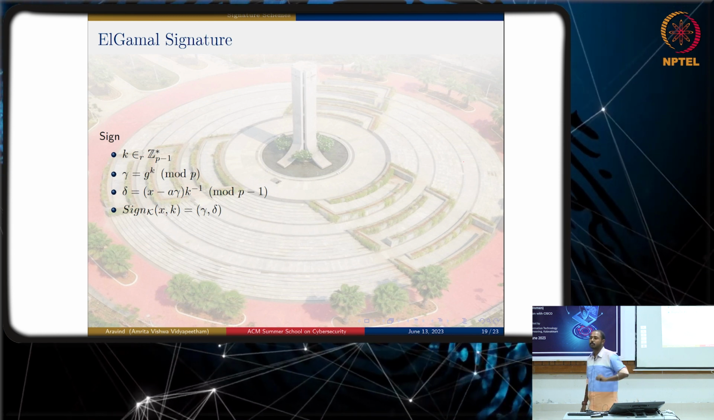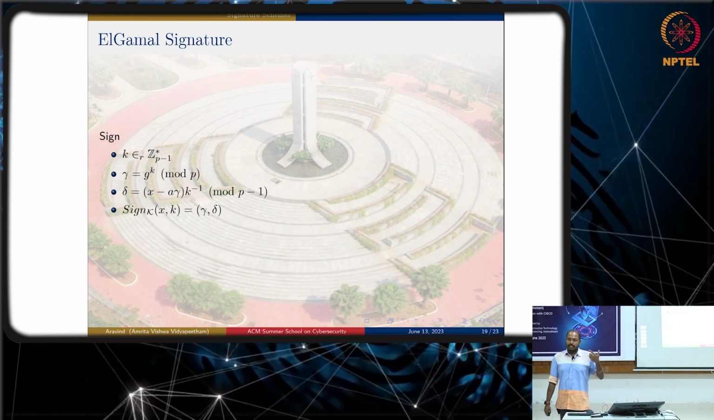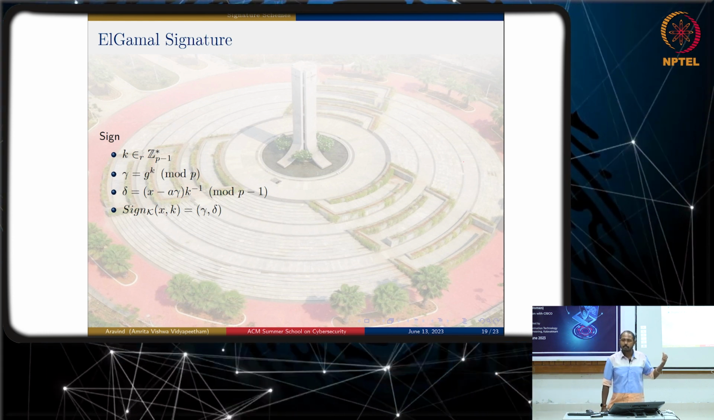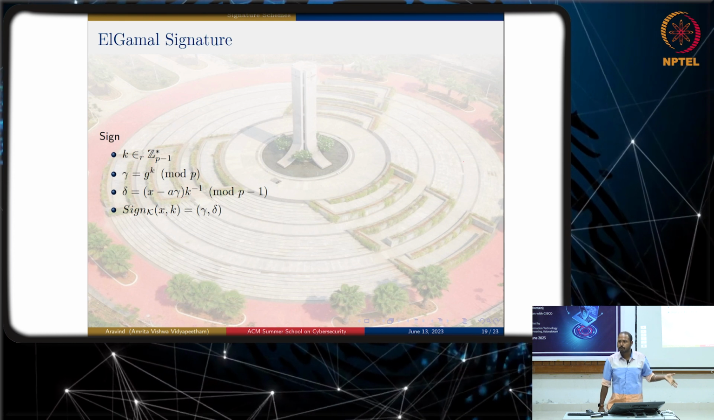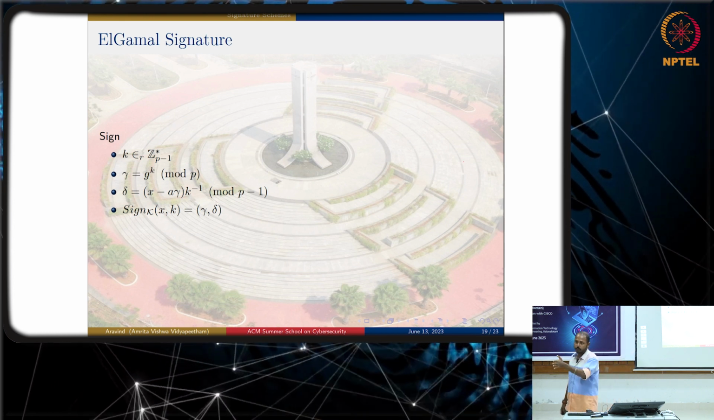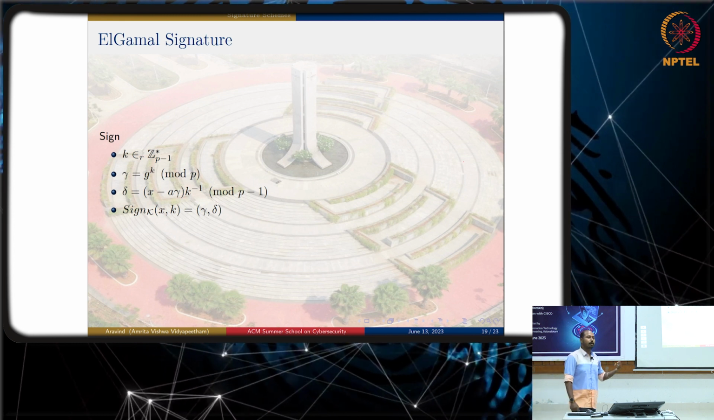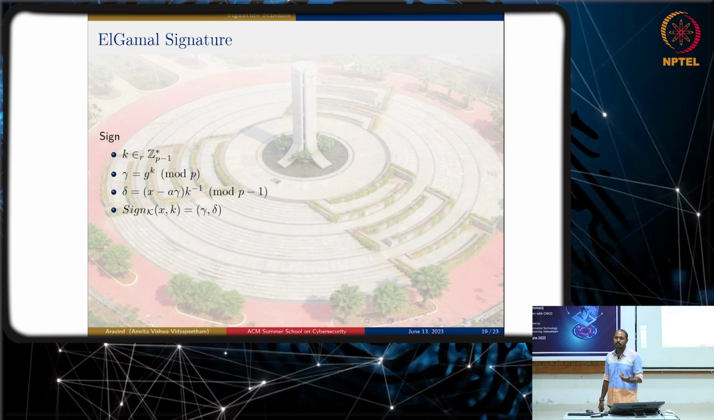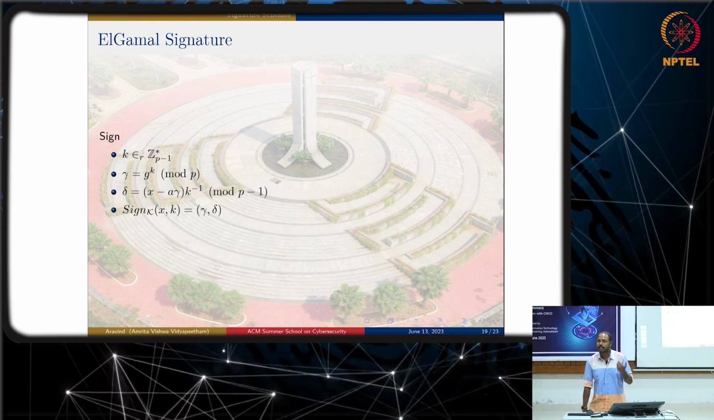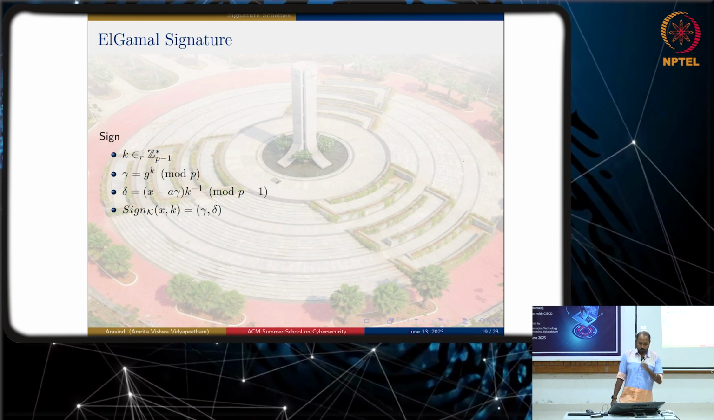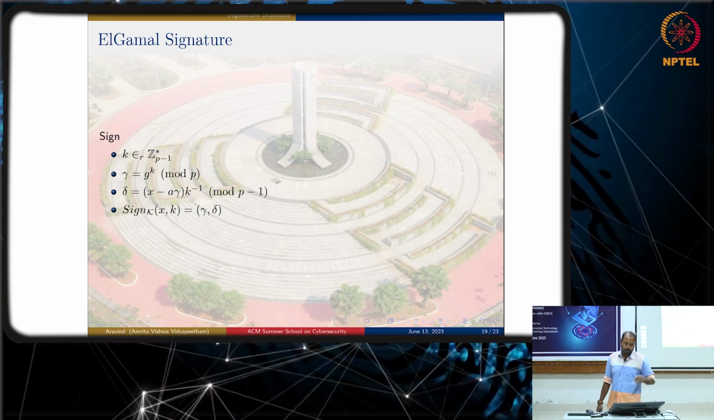What does it mean by the set Z_{p-1}*? Have you seen this notation, the set Z_p*? It means all numbers which are coprime to p minus 1. So Z_{p-1}* will be all numbers less than p minus 1 and coprime to p minus 1, which are invertible modulo p minus 1, where an inverse exists. Remember, we need an inverse.